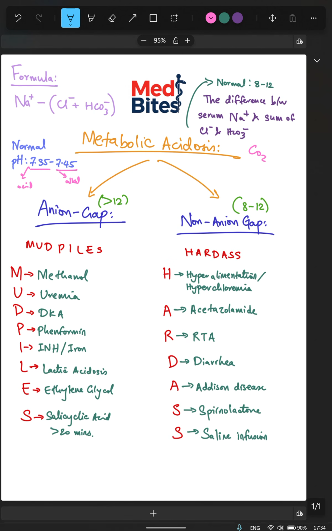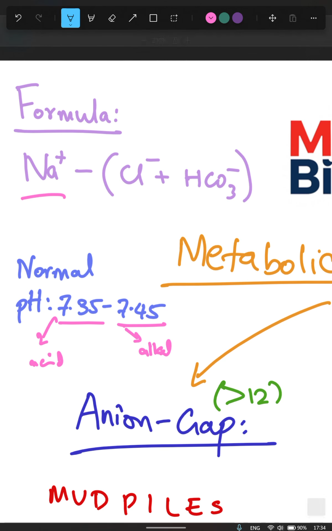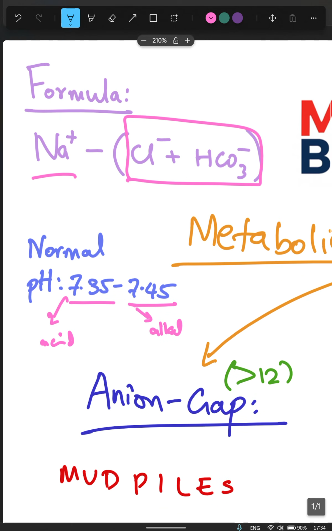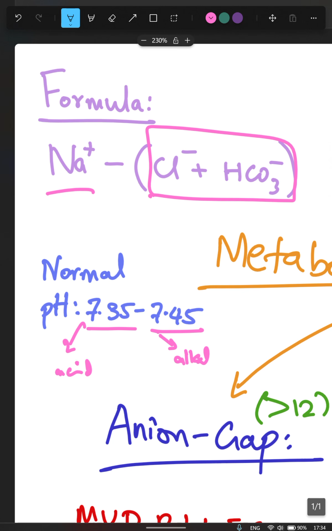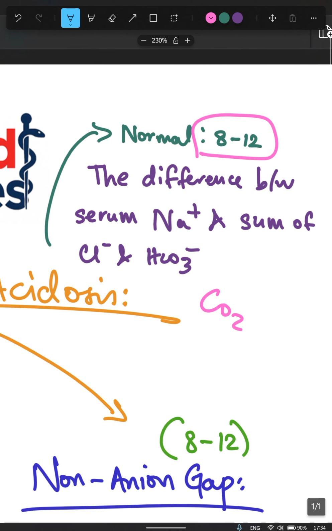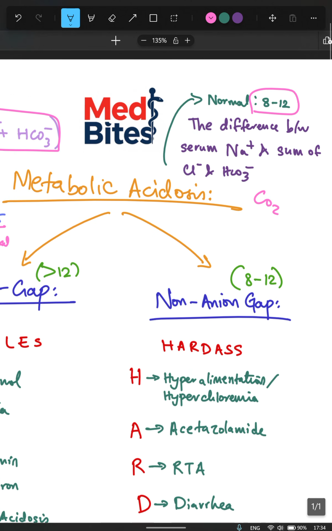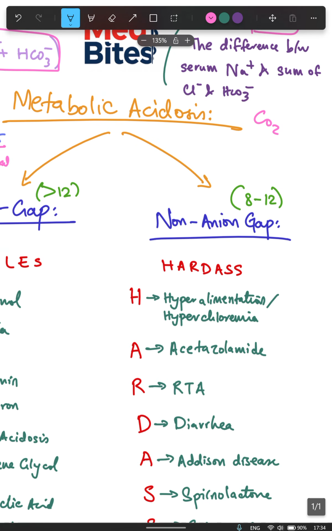So how do we figure out whether metabolic acidosis has a high anion gap or a normal anion gap? We use this formula. Sodium ions minus the sum of chloride and bicarbonate. Basically, we're looking at the difference between the major measured positive ion and the major measured negative ions. A normal anion gap is roughly 8 to 12 when potassium is not included. If it's greater than 12, then we have high anion gap metabolic acidosis. And if it's within the normal range, we have a normal anion gap metabolic acidosis.